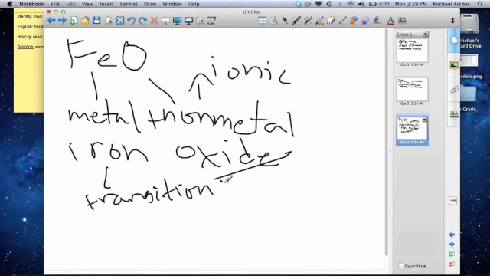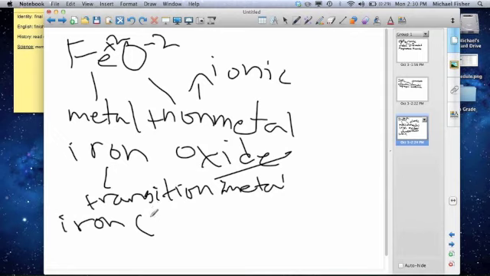So for this, the charge of oxygen is -2, and because there is only one oxygen and one iron, they have to balance each other out. So that means the charge of iron is +2. So in writing the name, we have to write iron, and then in parentheses the Roman numeral 2, and then oxide.